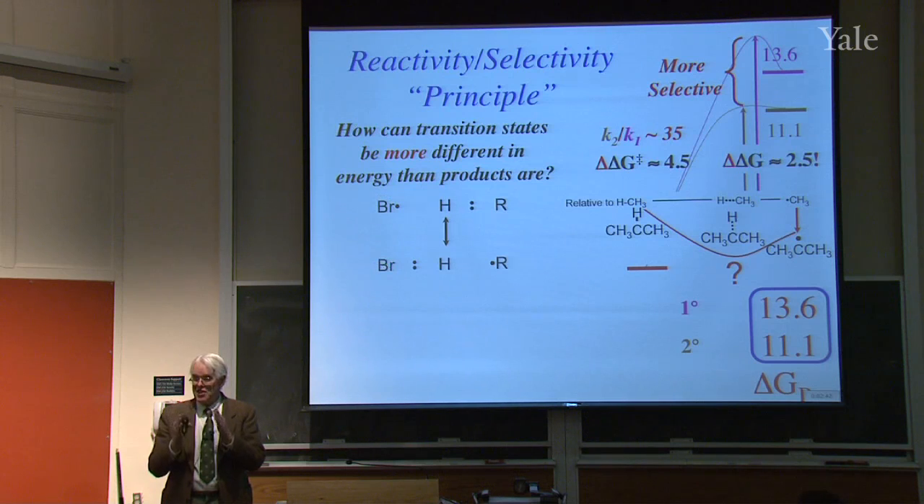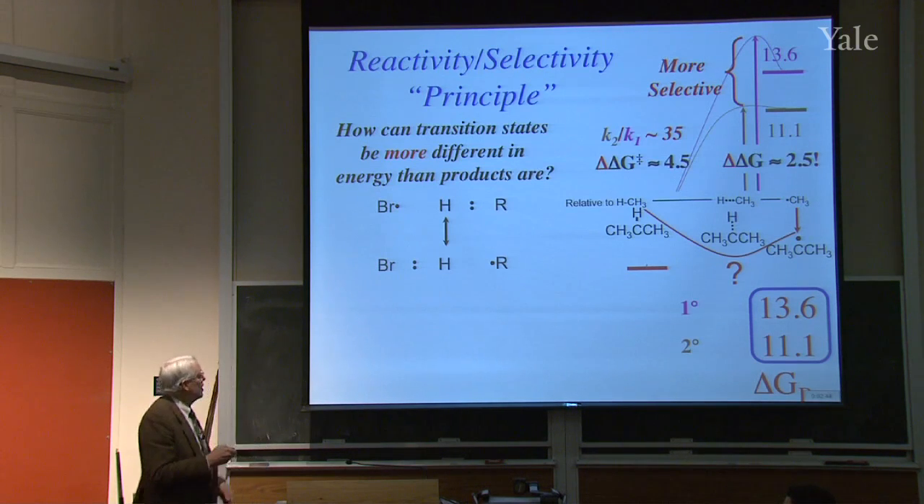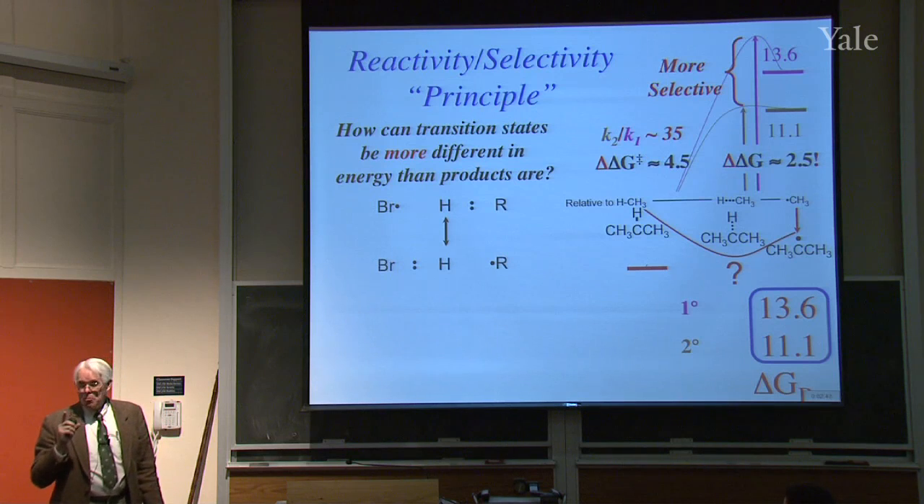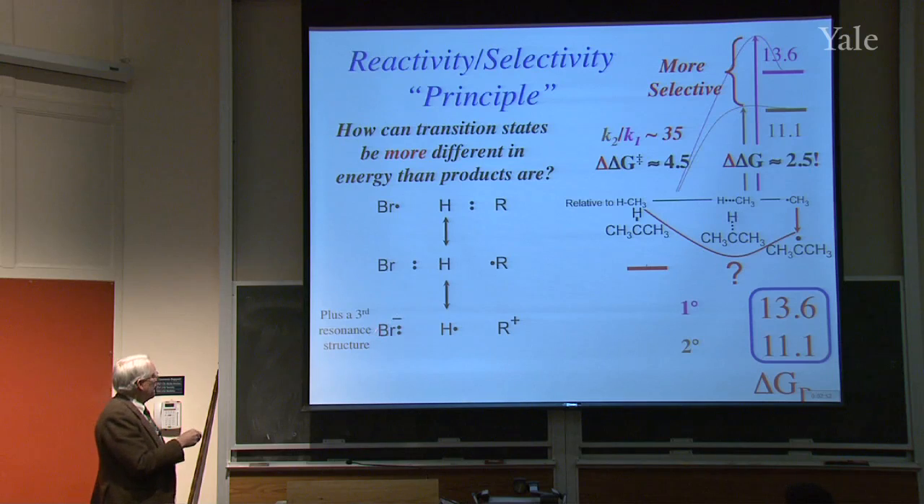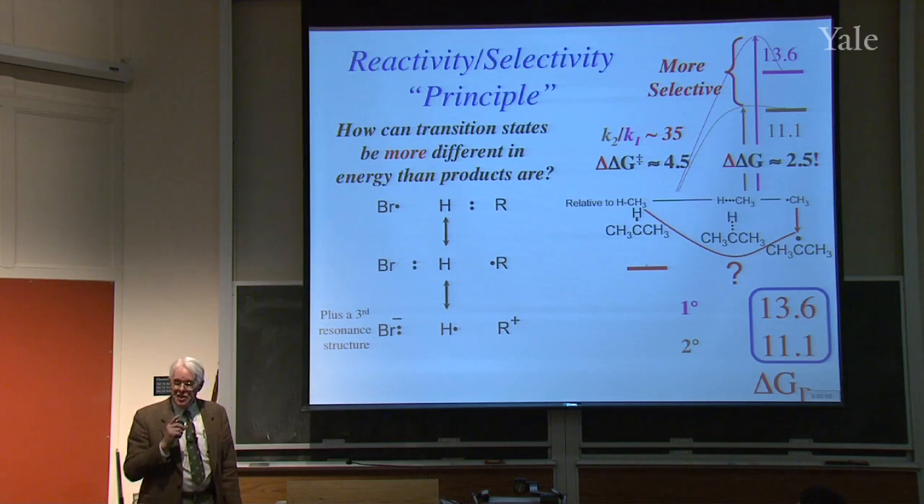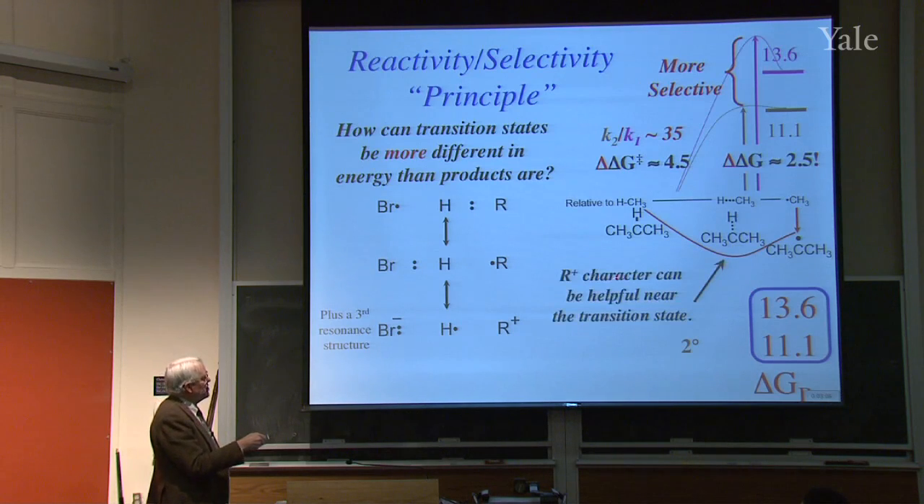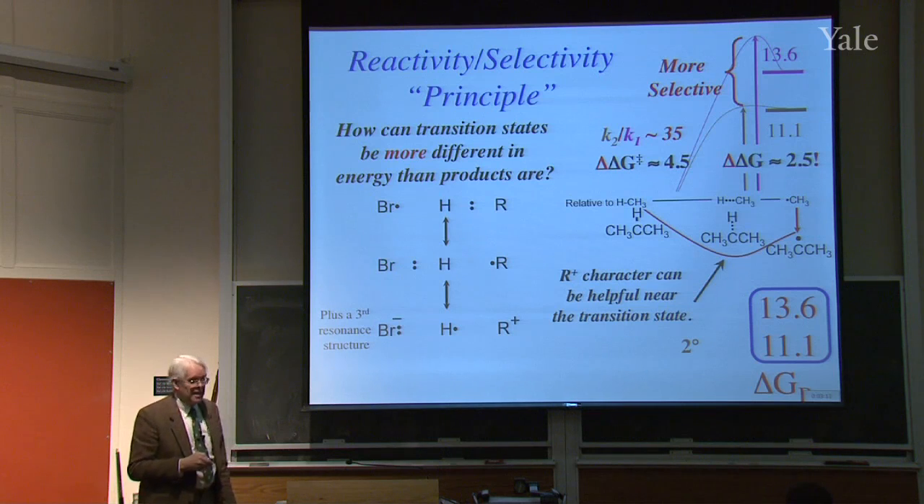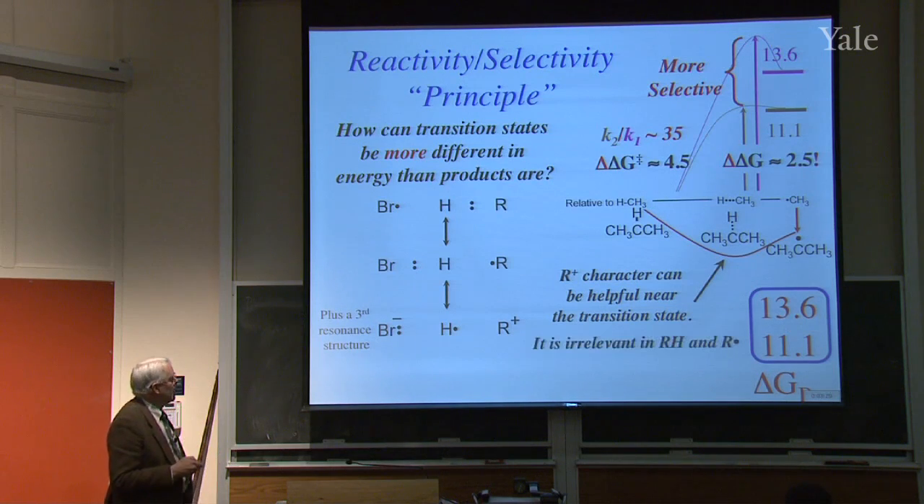That's the definition of the transition state, that you're about halfway there. But what's special about the transition state is there can be another, a third resonance structure, which has Br minus, because bromine after all is electronegative, and R could be plus. So at the transition state here, we could have cation character to the R. That will be helpful at the transition state, a third resonance structure stabilizing things in resonance theory.